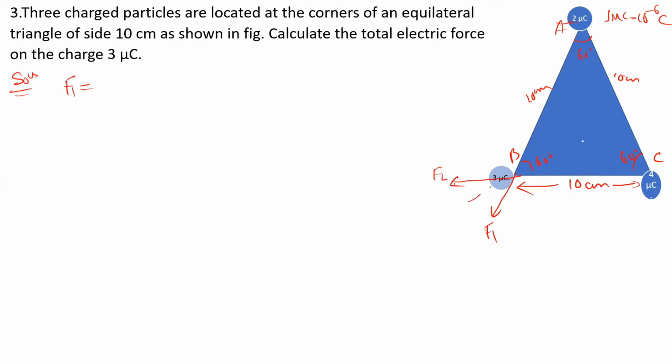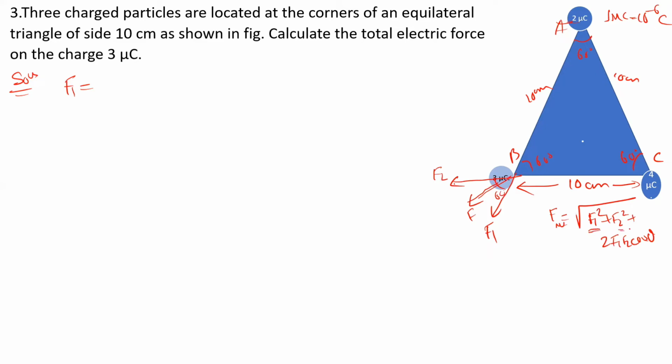You will get the net force from the resultant of the two forces. I think you remember your vectors. This angle is 60 degrees. So the resultant force F net equals the square root of F1 squared plus F2 squared plus 2 F1 F2 cos theta. This is the entire thing you need to calculate.